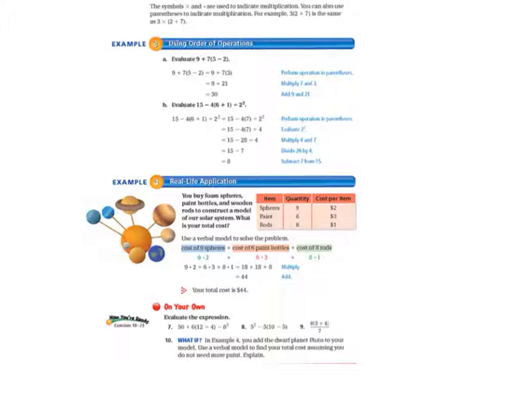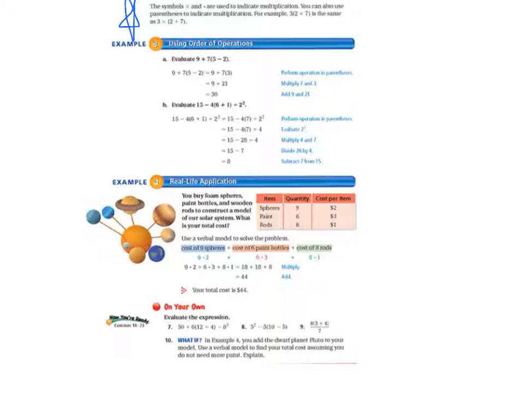Moving on to page 19. There's a little note at the top of the page that you should write in your notes. I'm going to mark it with a star here. So pause and write this in your notes. The symbols X and dot are used to indicate multiplication.